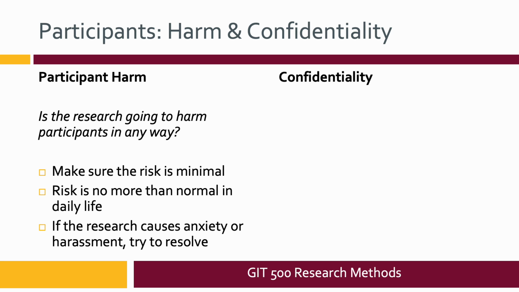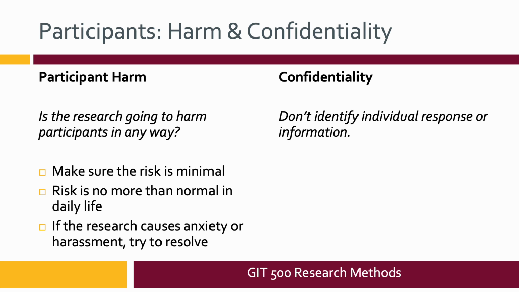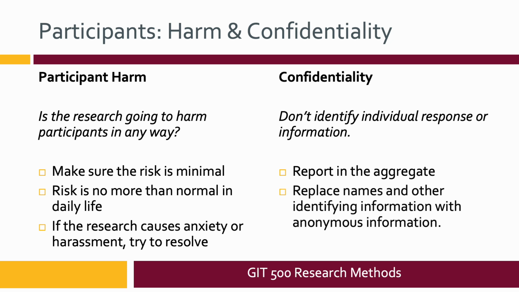I alluded to this a little bit before, that you need to ensure confidentiality. That lowers the risk and lowers the possible participant harm. You really don't want to identify individual responses or information and link those to individuals in most cases. That means you report the data that you collect from individuals in aggregate. Aggregate means that you just put all that data together. So there are no individuals at that point. It's just data.